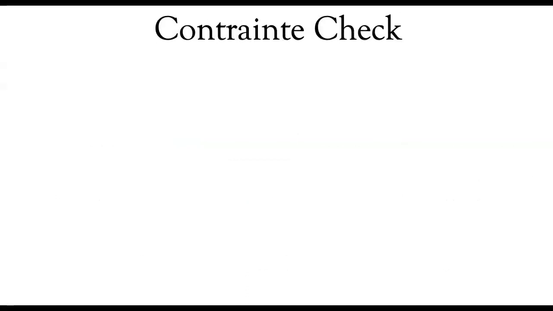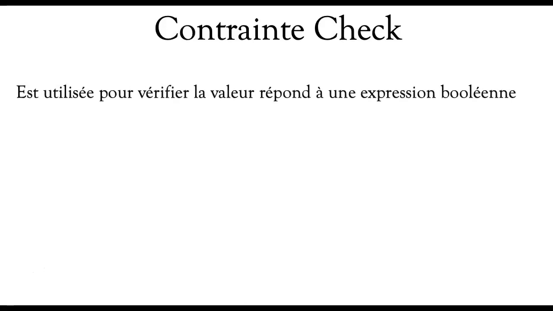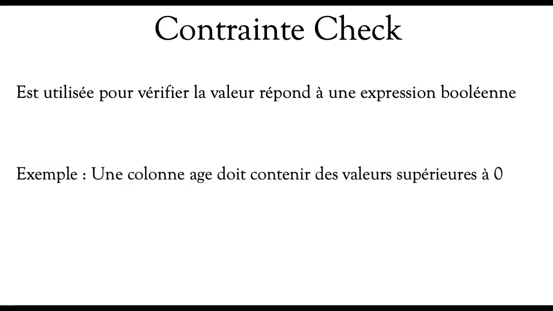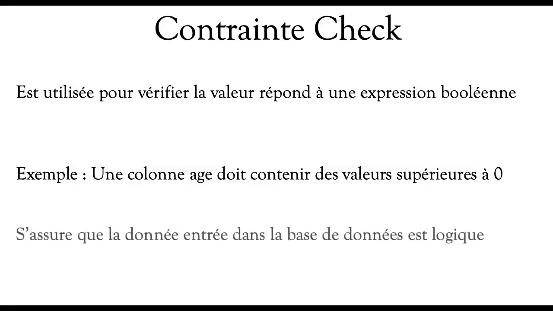Let's move to the check constraint. You can use this constraint to check whether the entries in a column correspond to a Boolean expression, and thus return true or false. For example, an age column should contain values greater than 0. Then the check constraint will check whether the value entered in this column is greater than 0 or not. Another example. To give a recipe a score, you want to ensure that the score is between 1 and 5. So the check constraint will help to define this.